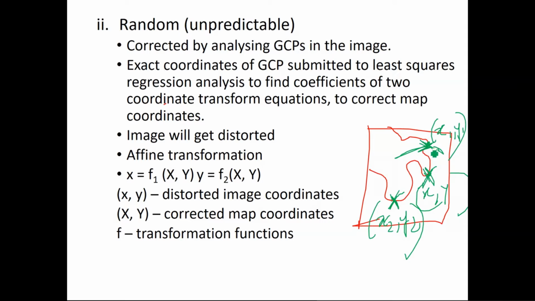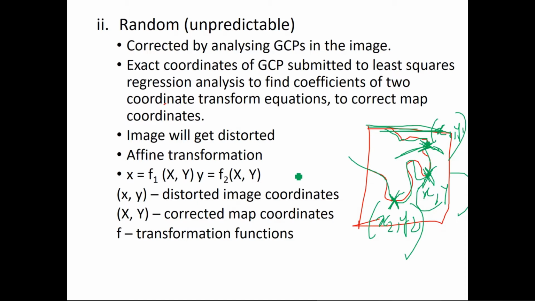So what should you do? You should actually stretch or rotate or scale this image to finally match these actual GCPs. The image that is acquired should match these GCPs. Then only can you say that this image is correct, that this image is geo-referenced, isn't it? So for that, you identify these GCPs, and the exact coordinates of these GCPs are submitted to a least squares regression analysis to find the coefficients of two coordinate transform equations.